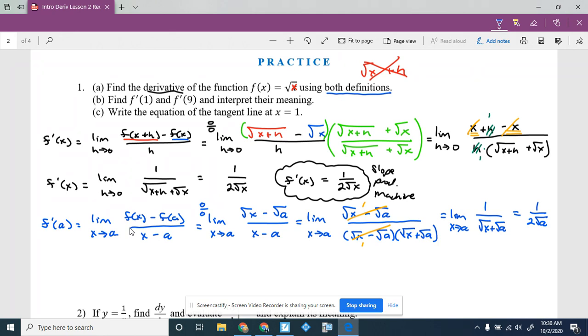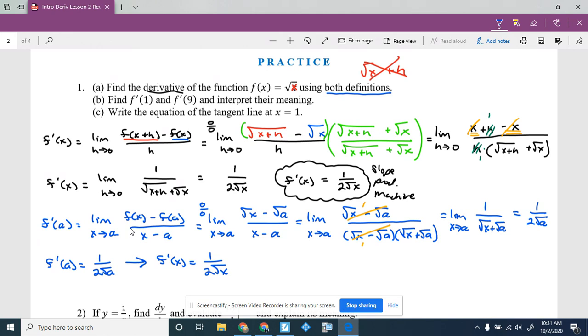Now I know it's weird because it's in terms of a. f prime of a is 1 over 2 radical a. Well, you can just transfer that: if f prime of a is 1 over 2 radical a, that means f prime of x is 1 over 2 radical x. So this is using the alternate form of the derivative.